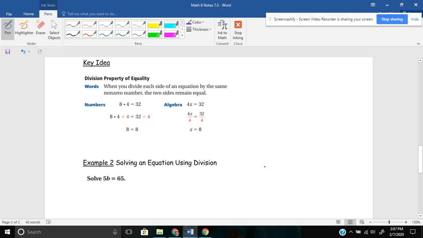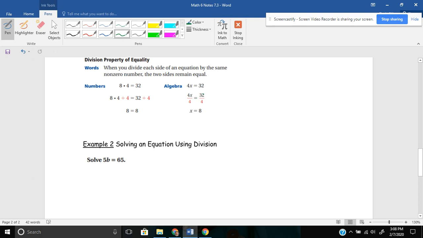All right. Next key idea, we look at the division property of equality. It says when you divide each side of an equation by the same non-zero number, the two sides remain equal. Just like all the other properties we've talked about, when you do something to one side of an equation, do it to both sides. Here you see 8 is being multiplied by 4. So they divided by 4 on both sides, and you get 8 equals 8. No shocker there. Here, 4 is being multiplied by x, so you divide by 4 to undo that on both sides, and you come up with 32 divided by 4 is 8.